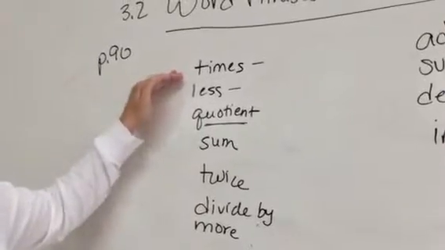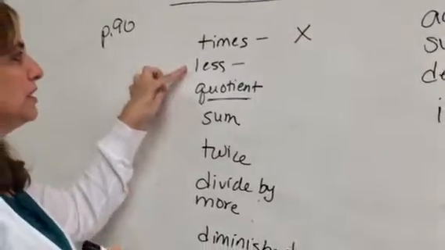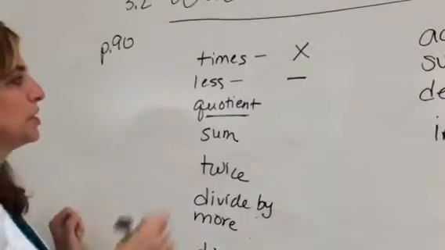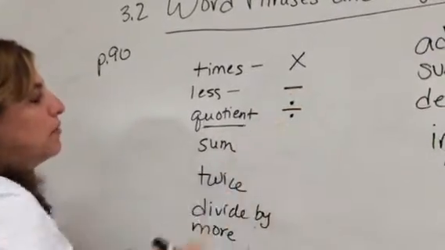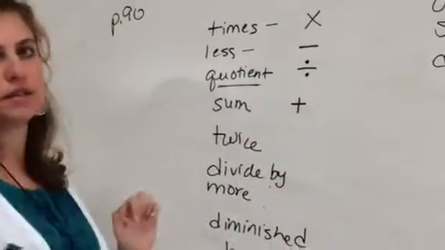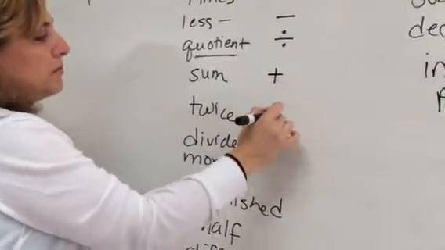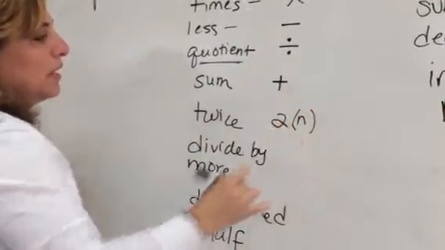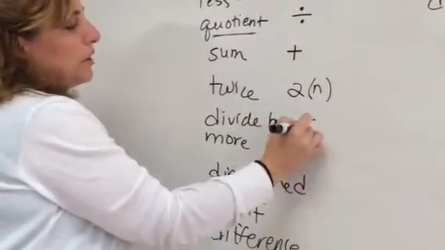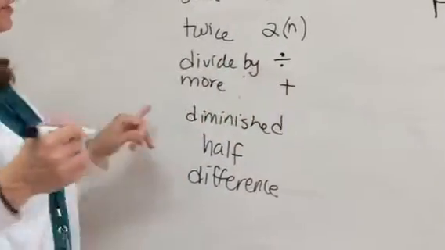If you see the word times, that means to multiply. If you see the word less, that means subtract. If you see the word quotient, that's the answer to a division problem. If you see the word sum, that means positive, add. If you see the word twice, that means multiply by 2. So I'm just going to put an n there so that you're multiplying by a number. If you see divide by, you know you're going to divide by. If you see more, that means positive.